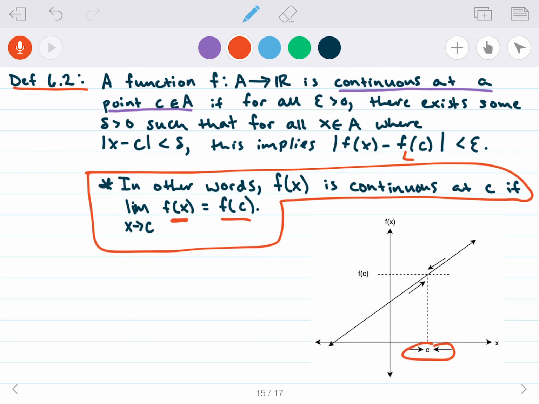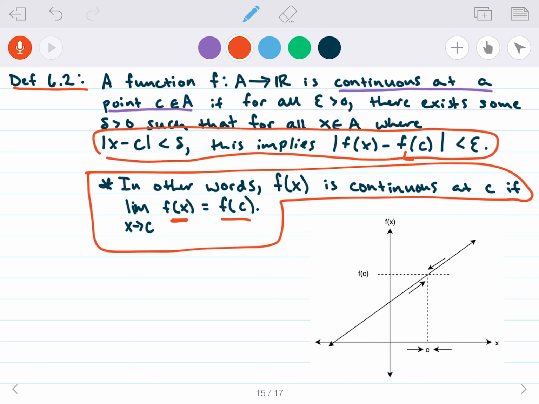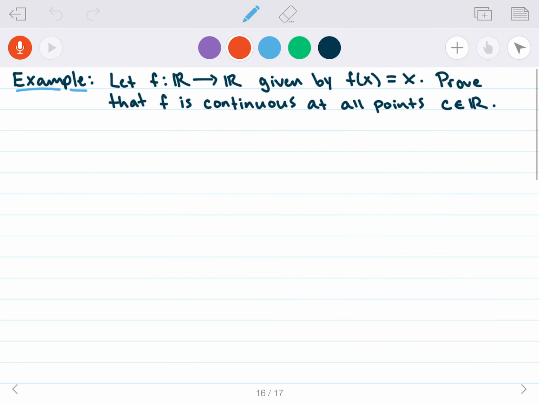We're looking to see if it's continuous at c. So if I give you an epsilon neighborhood of f of c, are you able to produce a delta neighborhood so that this is true? Okay, so very, very similar to the definition of limit of a function. So let's do some examples where we're proving that a function is continuous.